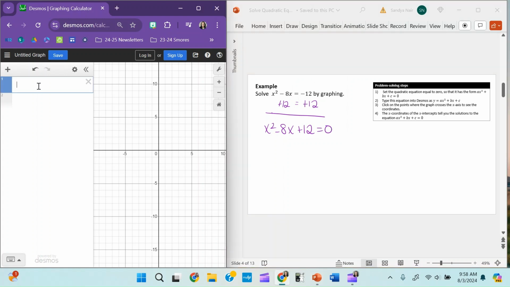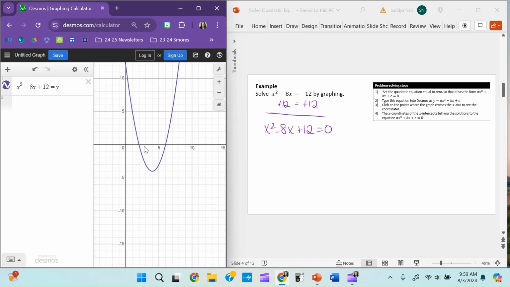So now I'm going to go ahead and type that in. So I have x squared minus 8x plus 12. And remember, we don't want to write the equals 0 part. We're typing this in as a quadratic function. If you want to, you can say this equals y, but we're just going to look at the parabola here. So what we're going to do is click on those x-intercepts. You can see we have 2. And so those x-coordinates are going to tell us the solutions to this quadratic equation. So the two solutions are going to be x equals 2 and x equals 6.